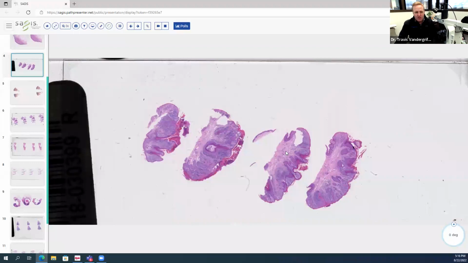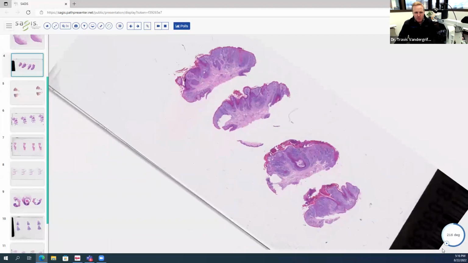Okay, going on to our next case. Rotate this around a little bit.